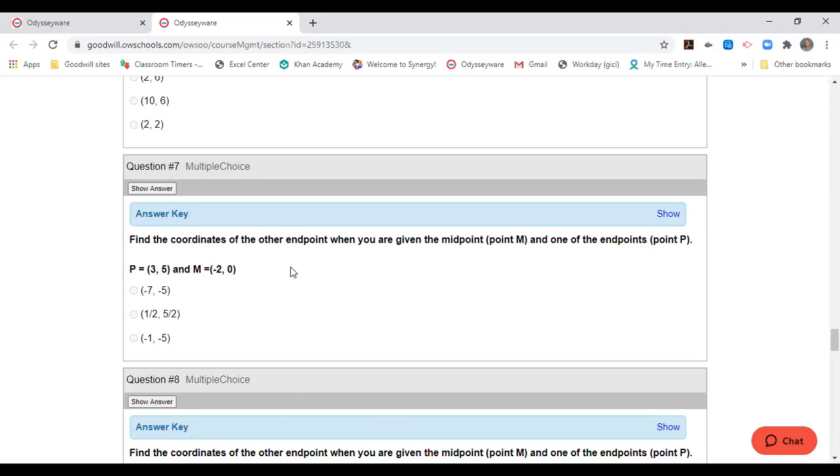When you got to find the other endpoint, though, this is again another spot where a drawing can come in handy. So we have a midpoint and we have an endpoint. P is 3, 5. M is -2, 0. We're looking for that third point, which would be the endpoint. It's another situation where a drawing can be helpful.